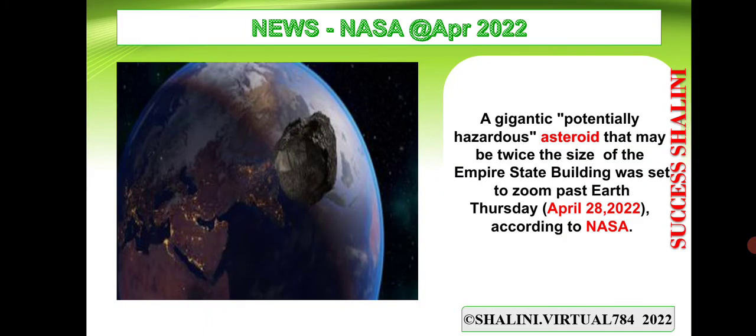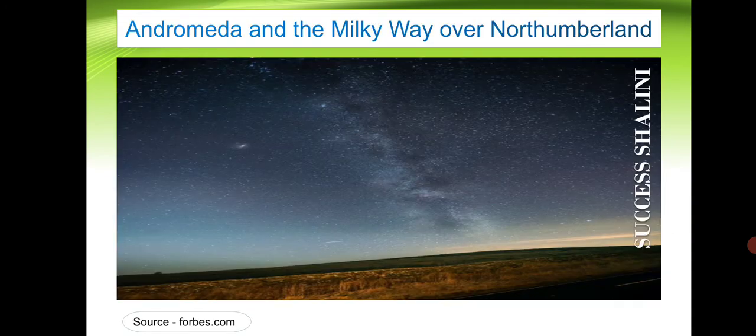Now this is a recent news of April 2022, that a huge potentially hazardous asteroid that may be twice the size of the Empire State Building was set to zoom past Earth. So it could have hurt Earth, and a lot of damage could have happened, but we were saved. This news was given by NASA on 28th April 2022.